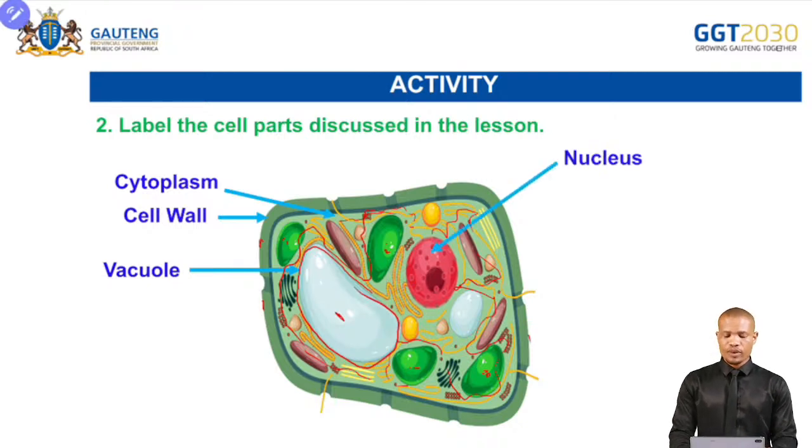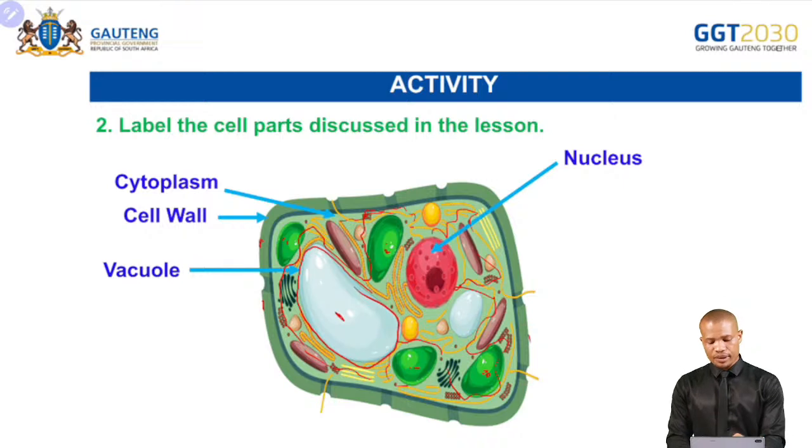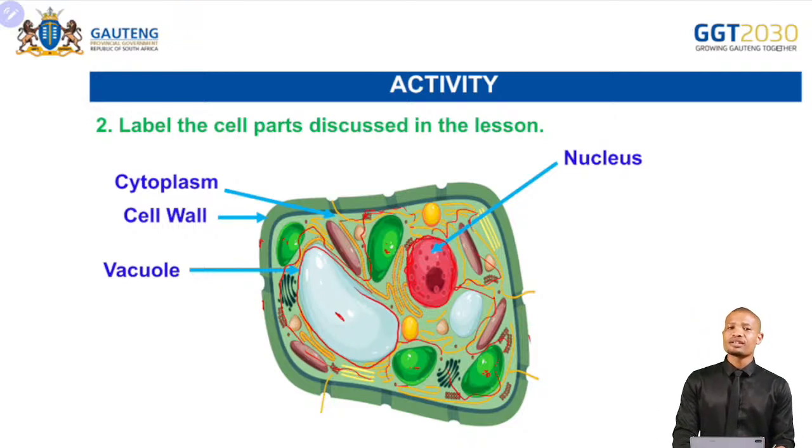Okay, we have the nucleus, which is this ball over here. Okay, this is your nucleus. And what's the function of the nucleus? Yes, it controls all activities of the cell. And this is where we find what? DNA, which contains what? Inherited characteristics. Yes, that's correct. Now let's label the next one.